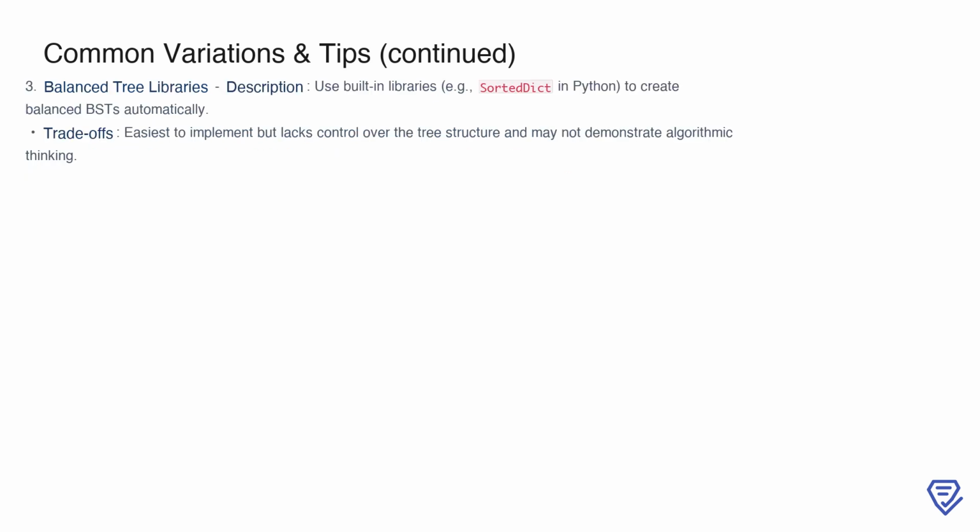Finally, you might explore using balanced tree libraries, such as Python's sorted dict, to automatically create balanced binary search trees. This is the easiest solution to implement, as the library handles the balancing logic for you. However, relying on such libraries may not demonstrate your algorithmic thinking, which is often the focus of coding interviews. While libraries can be useful in real-world applications, make sure you understand the underlying principles of tree construction, as interviewers are likely to assess your ability to implement these concepts manually. Balancing ease of implementation with demonstrating your understanding is key when deciding how to approach the problem.